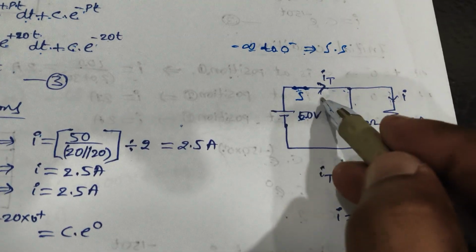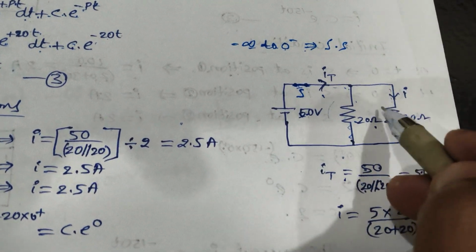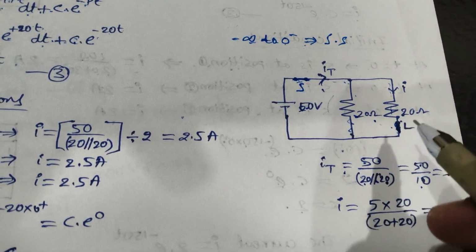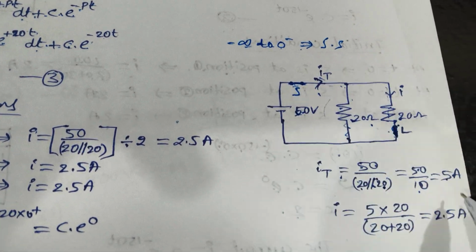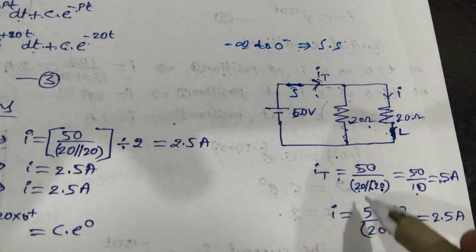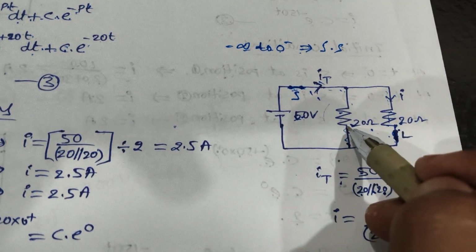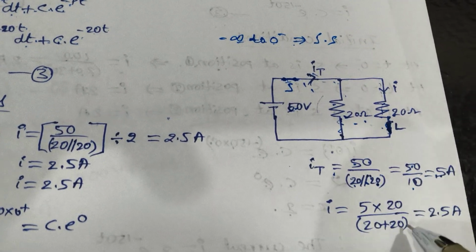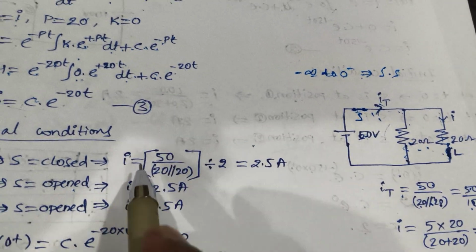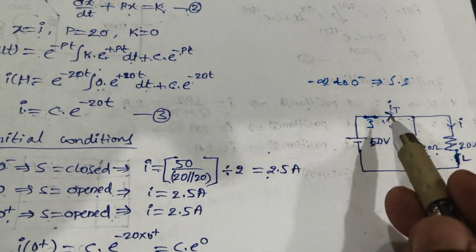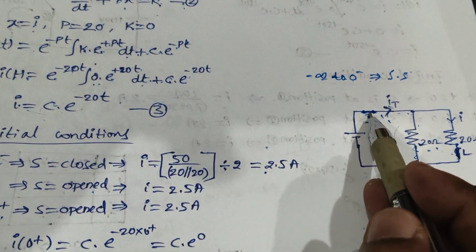So again use the current division rule. The total current, you got it, right? These two are equal resistances. The current will be divided equally into the two resistances. 5 divided by 2, or 5 into 20, the opposite resistance, by 20 plus 20, which gives 2.5 amperes. So I is equal to 2.5 amperes when the switch is closed for a longer time initially.